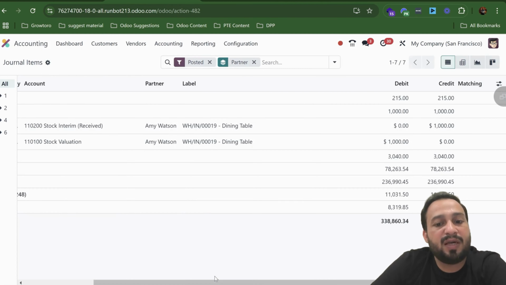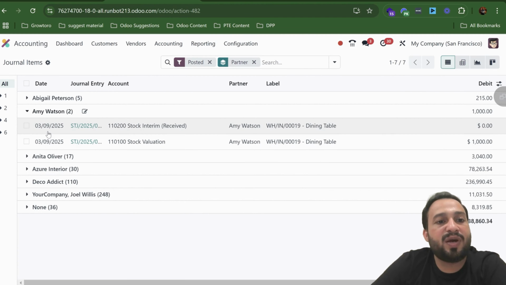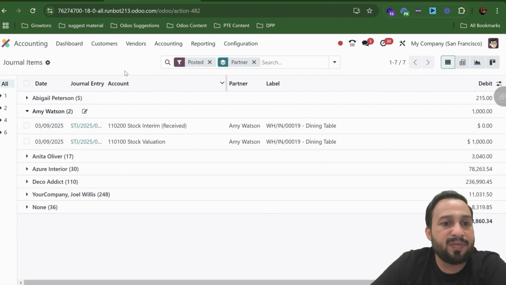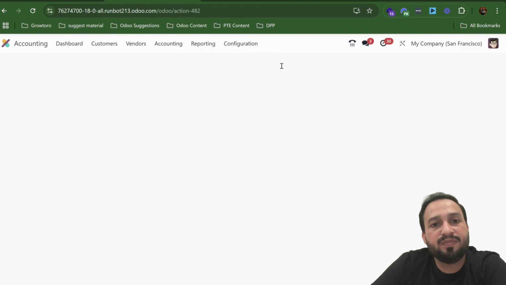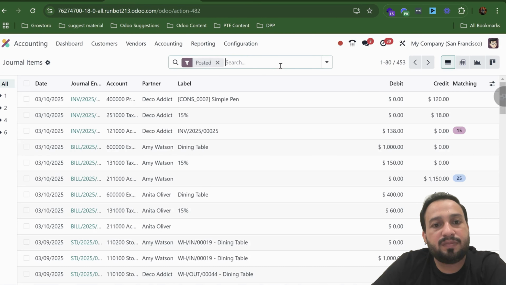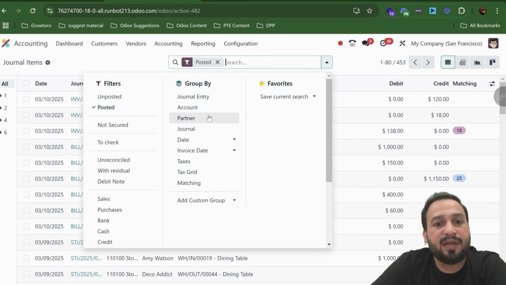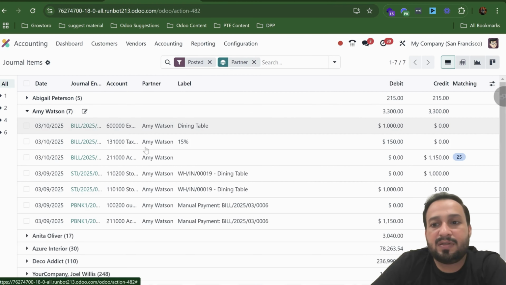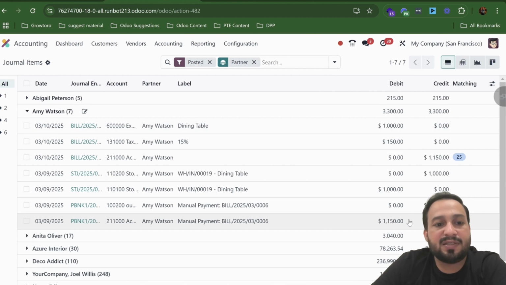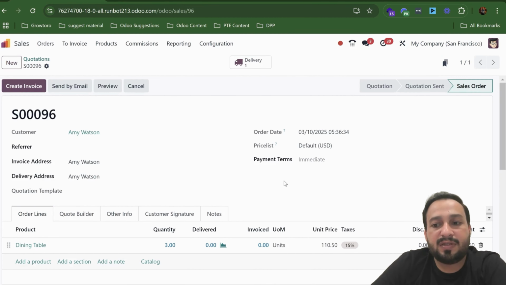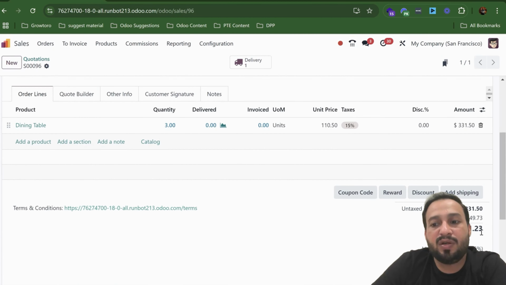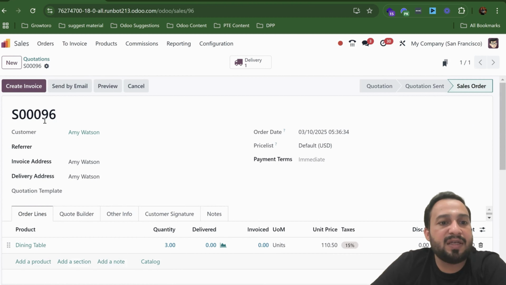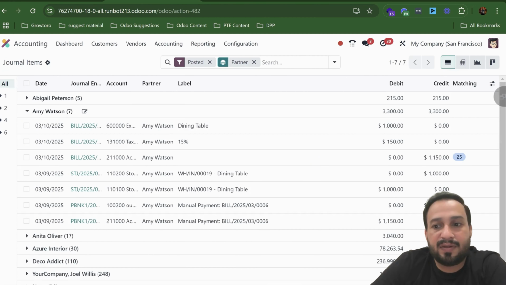But as we know, in a sale order, the system will not show any journal entries. So if I refresh this again and I select the partner here, you can see for Emmy Watson, the system will not show any transactions related to this sale order, which is 381.23, and the sale order is 96.